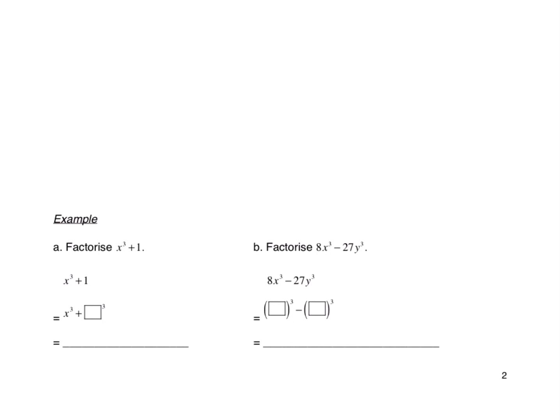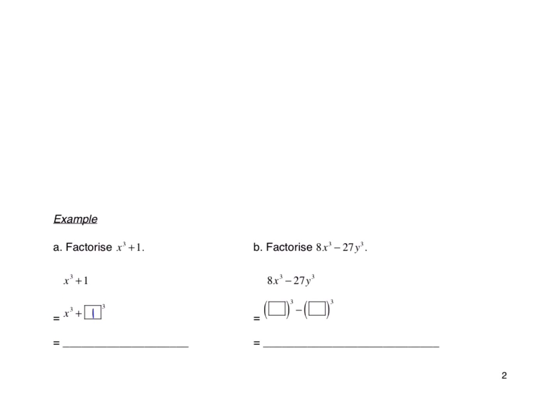Let's have a look at some examples of the sum and difference of cubes. So our example here asks us to factorize x cubed plus 1. We know x cubed is a cube number, and we know 1 is a cube number. 1 is just 1 cubed, because 1 times 1 times 1 is 1. And now we need to factorize this.